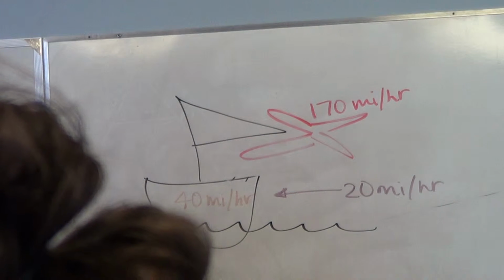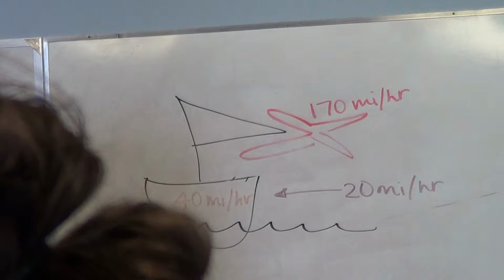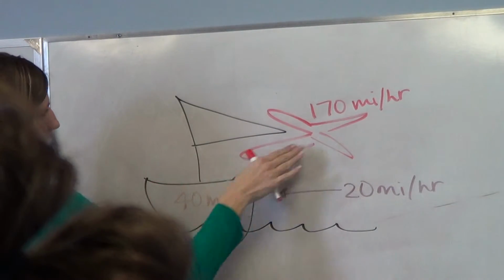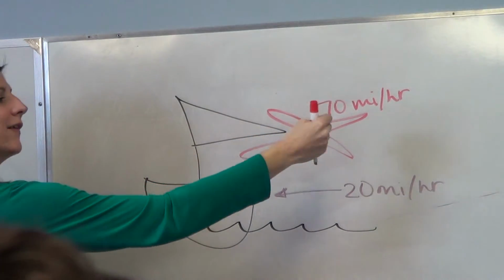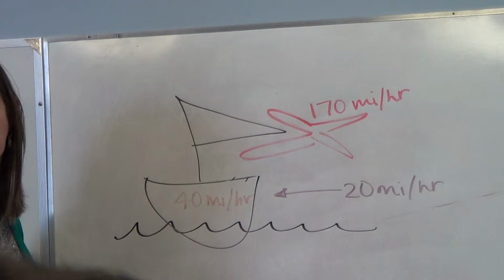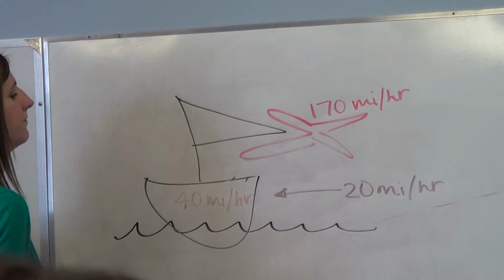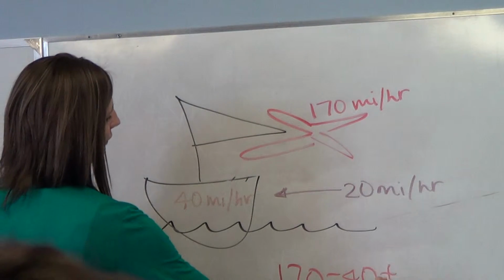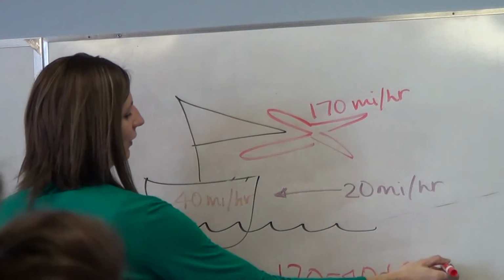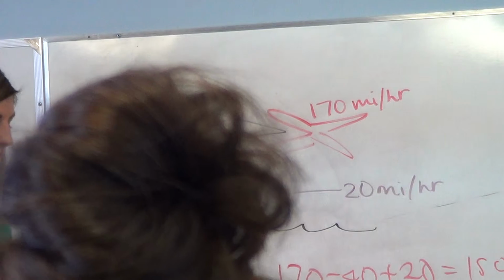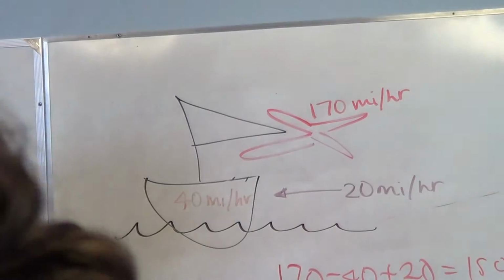So why do we add the 20? Because that's counteracting, it's going against the plane. So if the plane has to be going 170 miles per hour, then that's coming into the plane, it's gonna have to go faster to make up for the wind. Okay. So it'd be 170 minus the 40 from the boat, but plus the 20 from the wind. So that would be 150, which is not what they said.